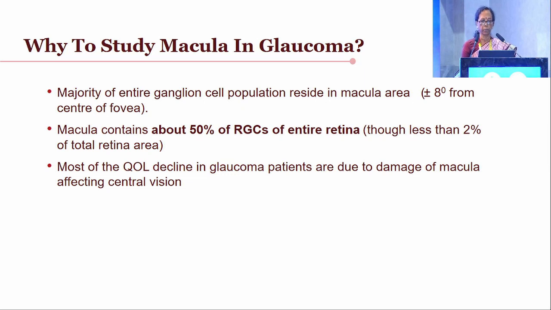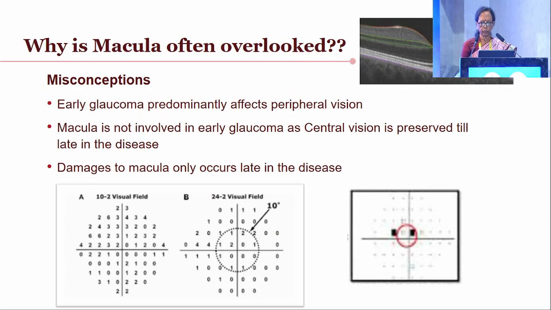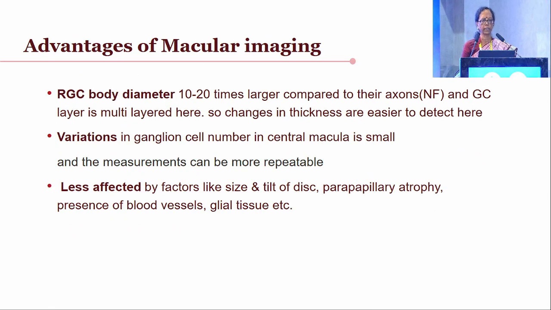This signifies its importance, and we have to think about the quality of life of the patients. Most of the decline in quality of life of patients in glaucoma is because of damage to the macula. The patient is not bothered about his nasal step or paracentral scotoma. What he is bothered about is loss in central vision, like loss in contrast sensitivity, increased chances of fall, difficulty in driving, difficulty in reading. All those are functions of central vision. So we should be careful about evaluating the central vision function in case of glaucoma.